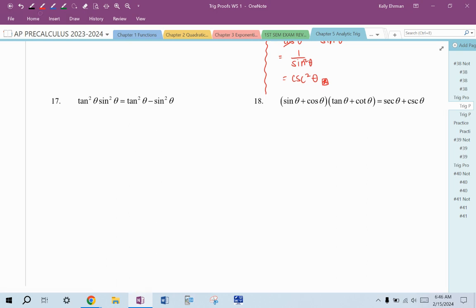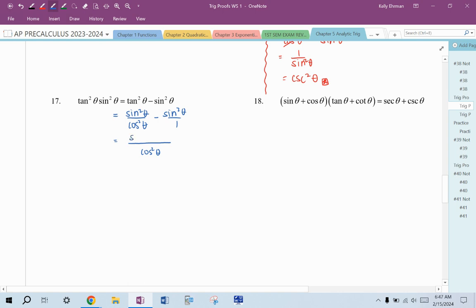All right, so let's look at this next one. What's more complicated, tangent squared times sine squared or tangent squared minus sine squared? It's interesting that those are equal. Usually addition or subtraction has more to do because you can do common denominators and things. So let's start on the right side. Let's make this sine squared theta over cosine squared theta minus sine squared theta. You can make it over 1 if you want to. So the common denominator I need to set up is cosine squared theta.